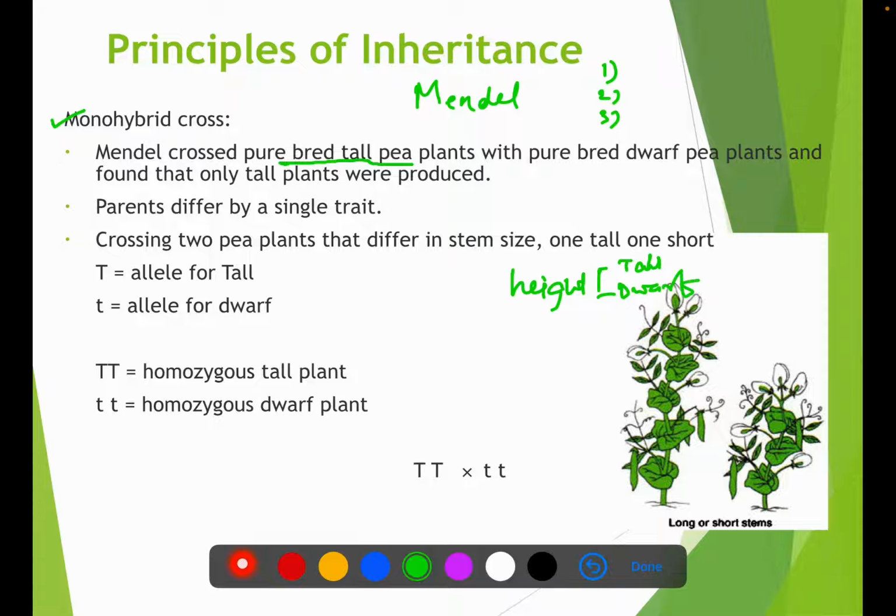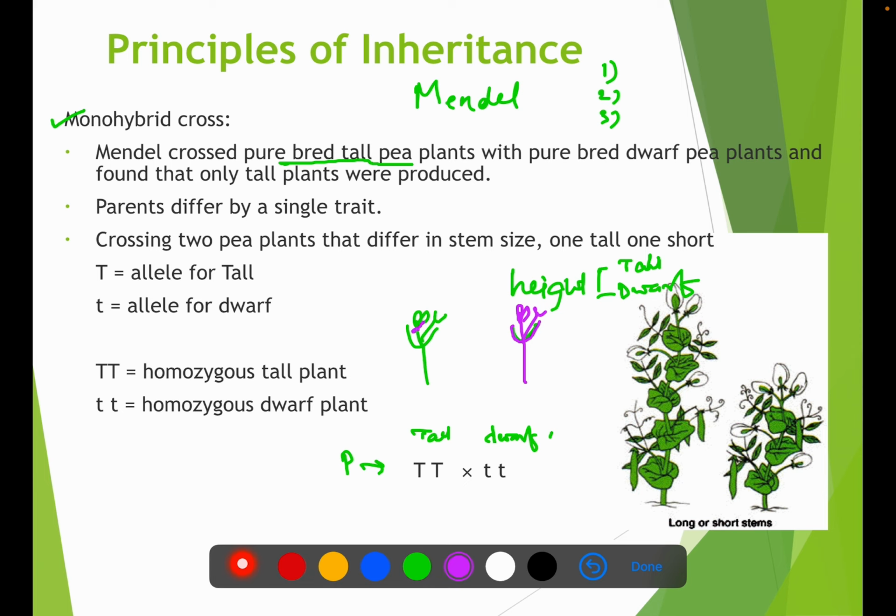So he did a cross. This is the parental cross which he did. He took tall plants and crossed them with dwarf plants. So he took the tall plant flower, and this is the dwarf plant flower. In any one of these, what he will do is emasculate.